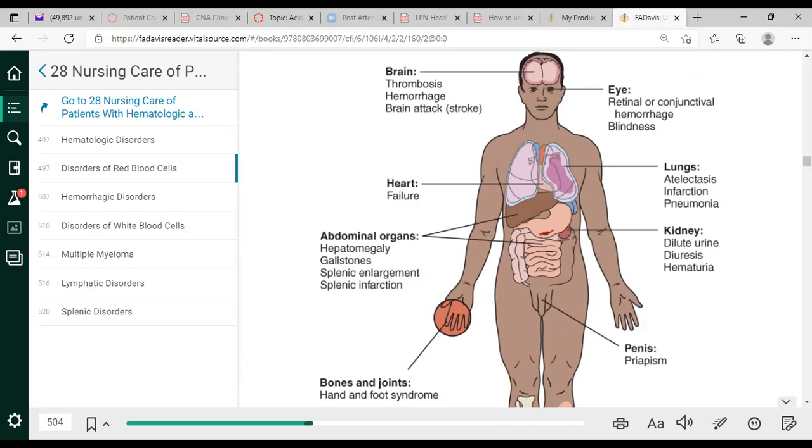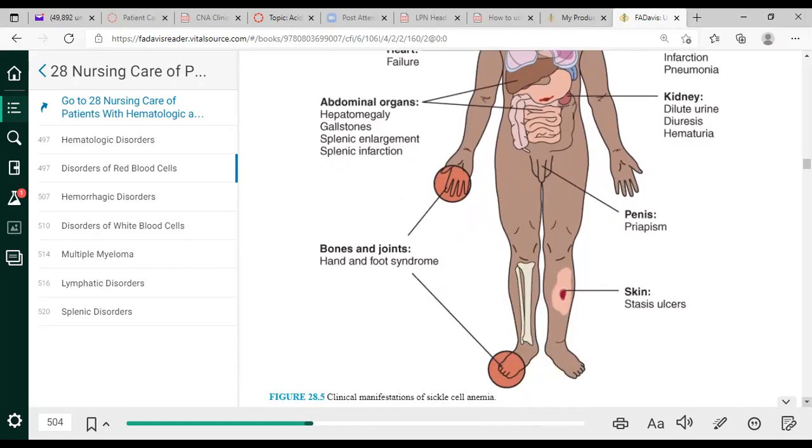And then it talks about how patients can get ulcers, and the stasis ulcers can be the result of decreased tissue perfusion to that area.